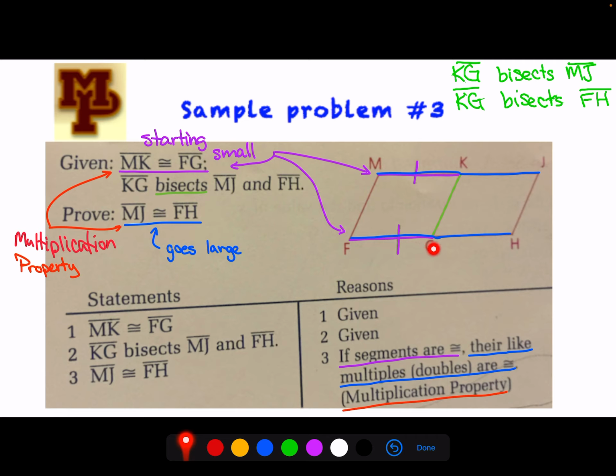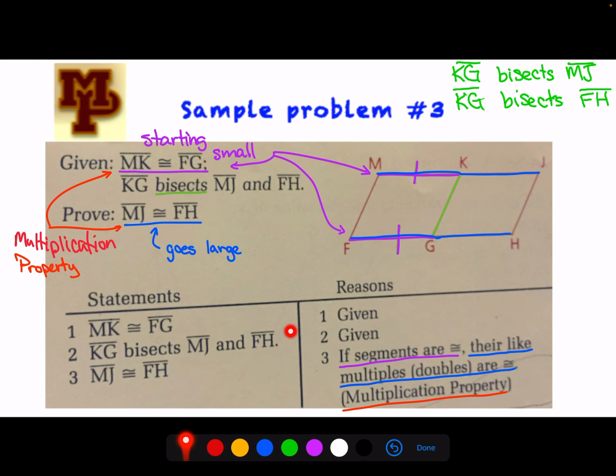Let's go ahead and look at what we're trying to prove. We're trying to prove that MJ is congruent to FH. Now, looking at this, these blue segments, MJ and FH, they're much larger than our purple segments, MK and FG. So I'm starting small, going large, which means that we're using the multiplication property. So again, proof is the same setup. Our first two statements are given information. Then we say MJ is congruent to FH by the multiplication property. And that's the end of the proof. So these are how these multiplication and division properties, these proofs are all written.